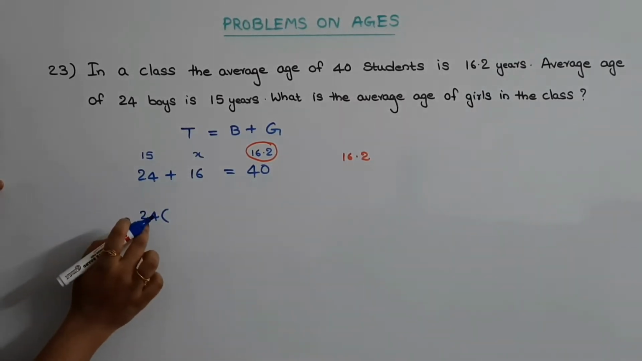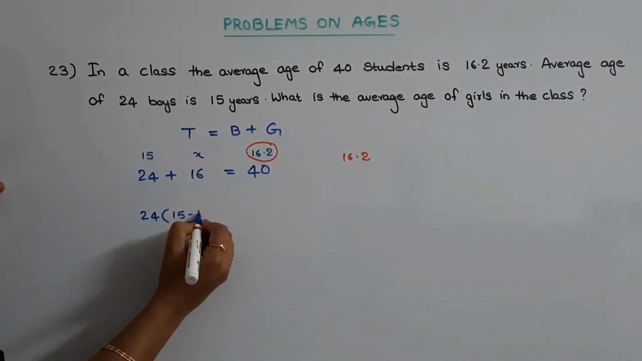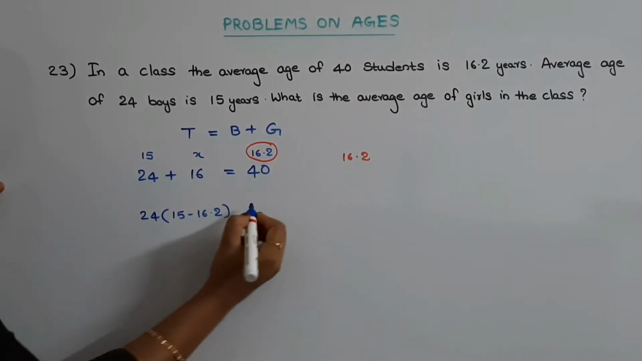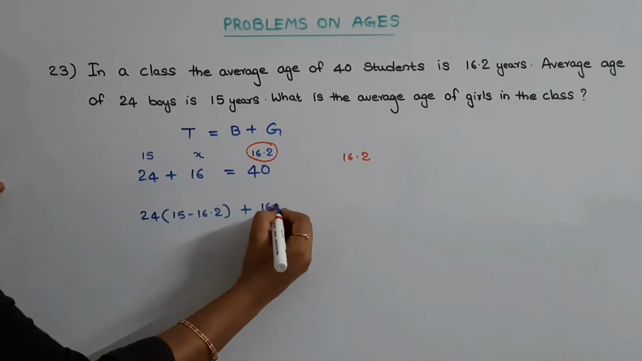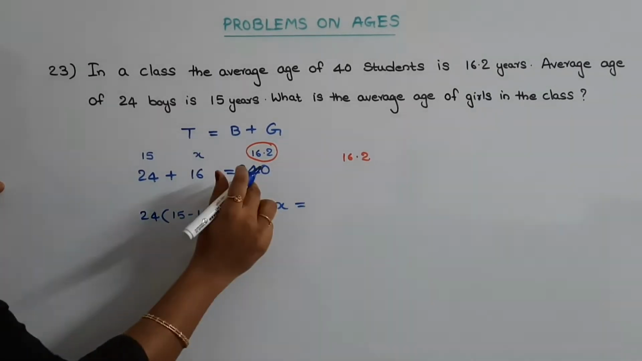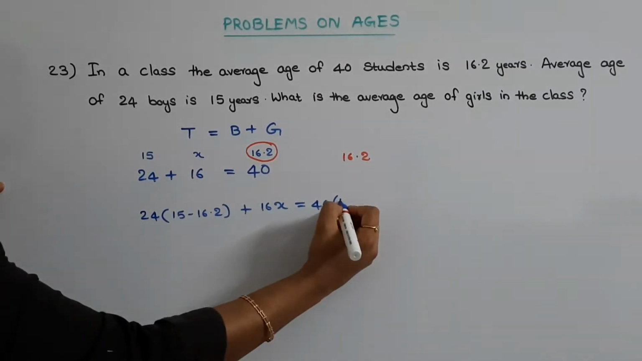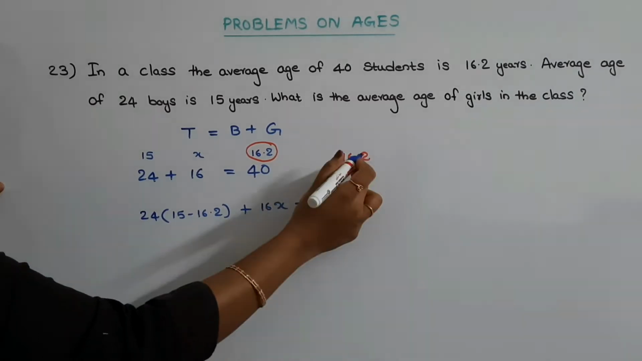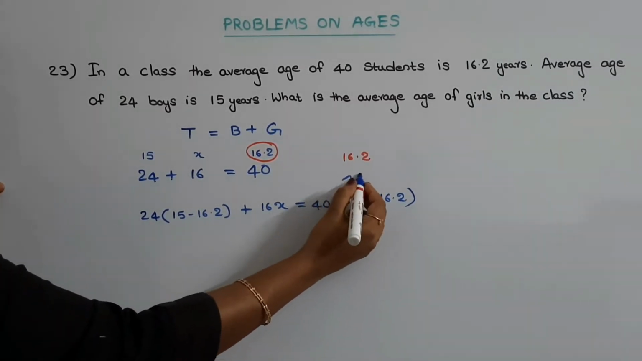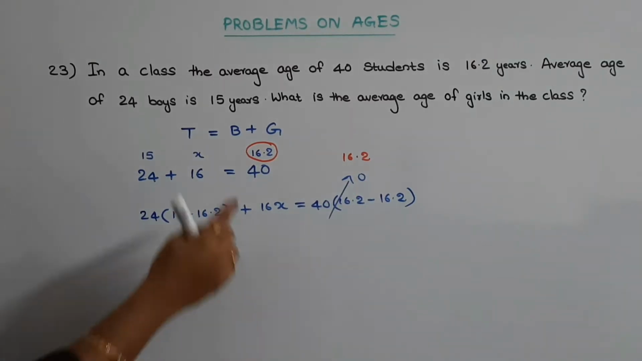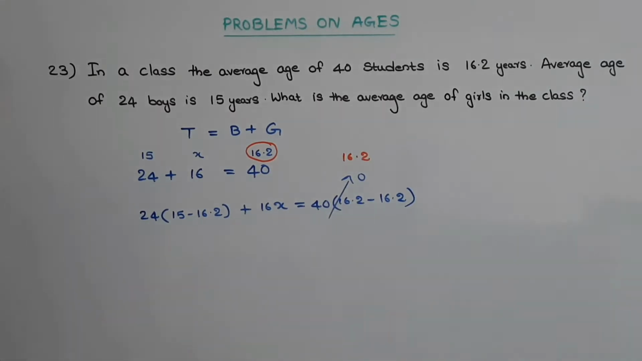Okay. That is 24 into 15 minus 16.2 plus this 16 into X is equal to this 40 into its average 16.2 minus reference value. Okay. So this part will always become 0. So whichever part you are taking as the reference part, that part will become always 0.